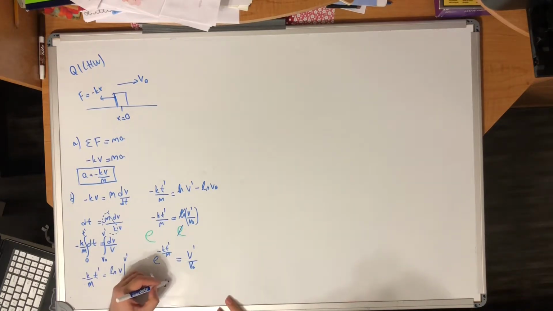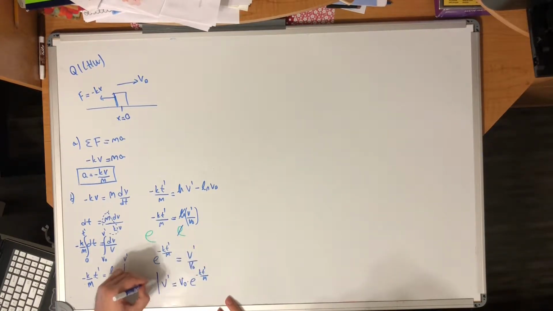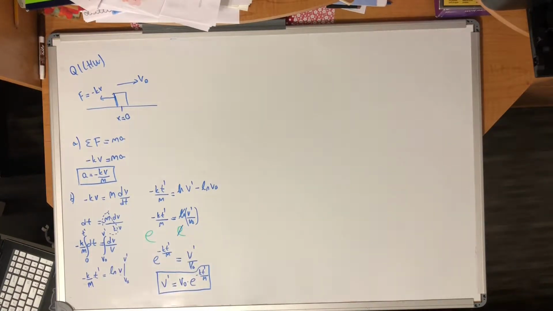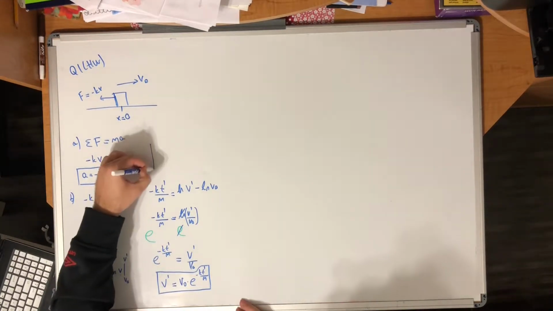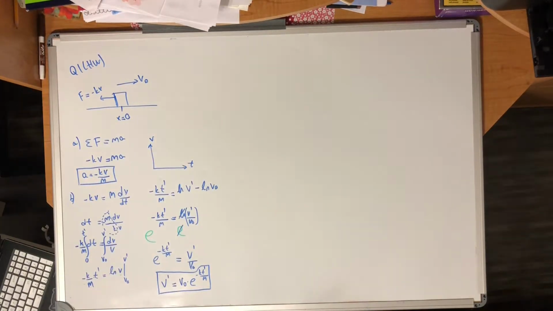And my v prime will become what? v0 times e to the power negative k t prime over m. So that is my velocity as a function of time. And they also asked for the velocity time graph. So that's your velocity, that's your time.